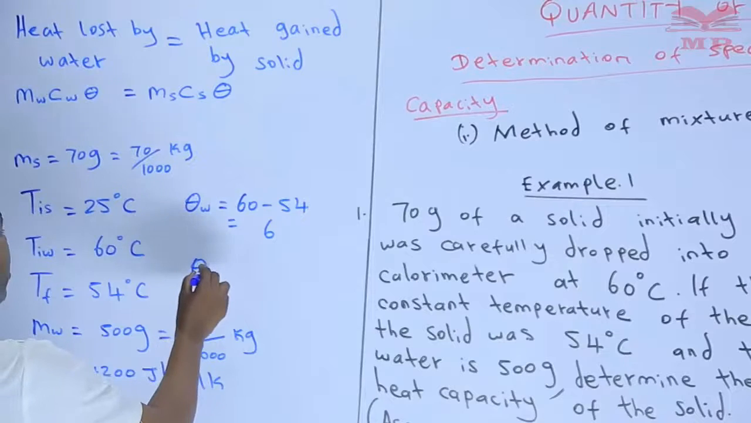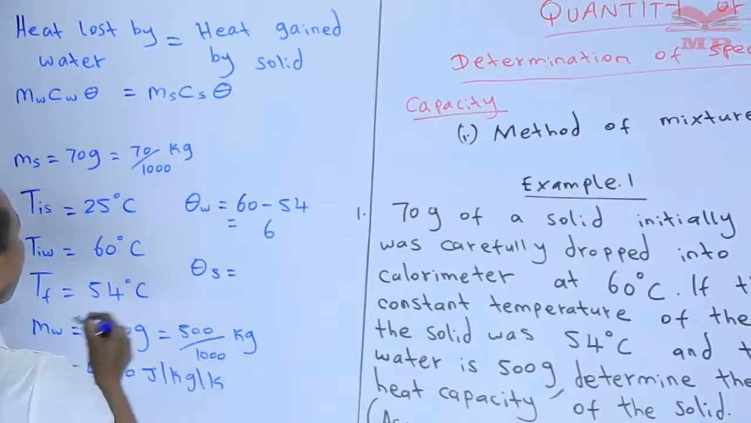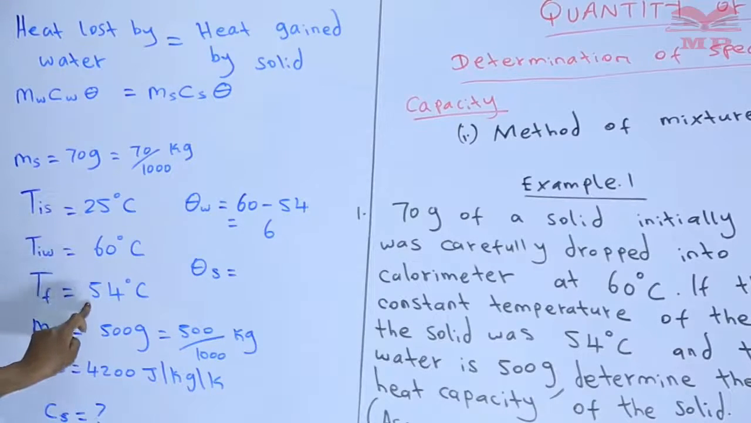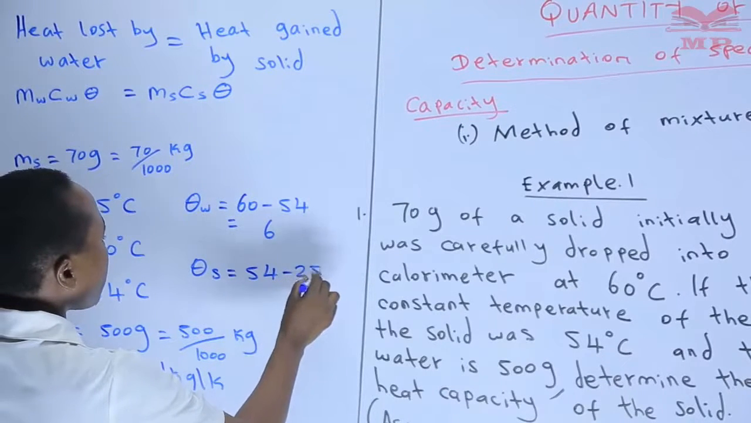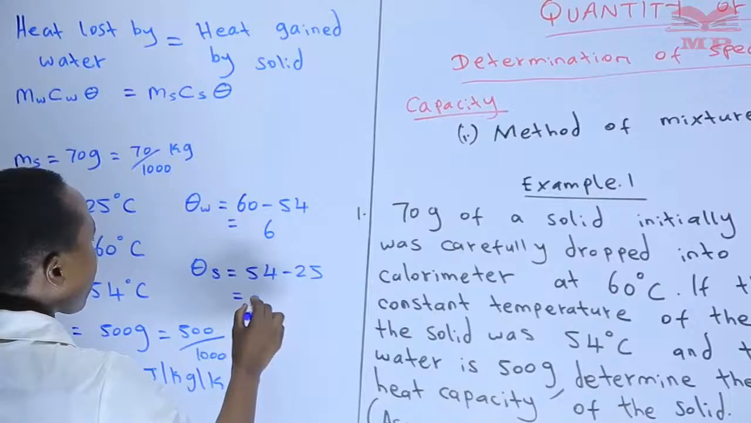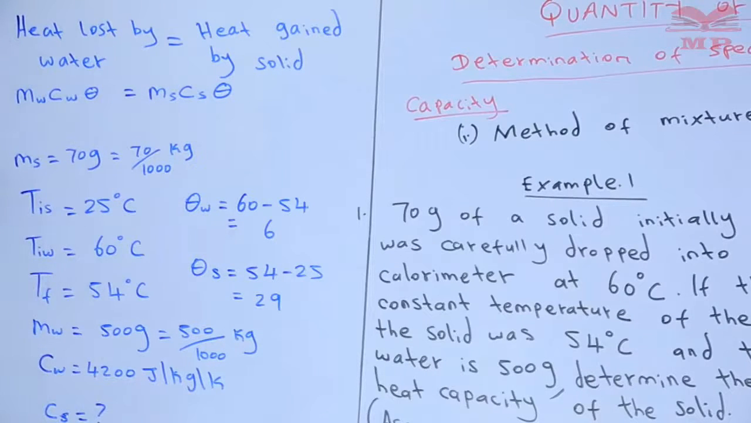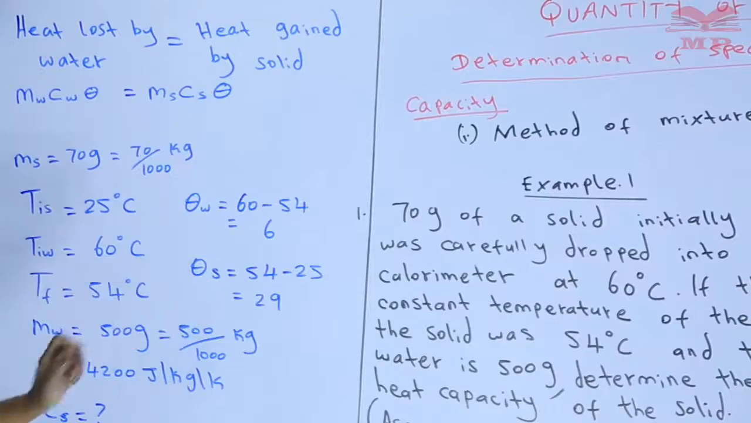Then we also need to get the change in temperature for our solid. Initially, the solid is at 25 degrees Celsius, and the final temperature is 54. So we have 54 minus 25. So what do we end up getting? We end up getting 29. That is our change in temperature for the solid. So that's what we have.